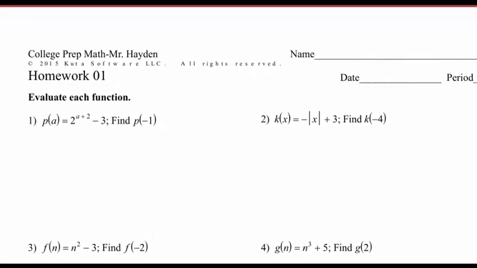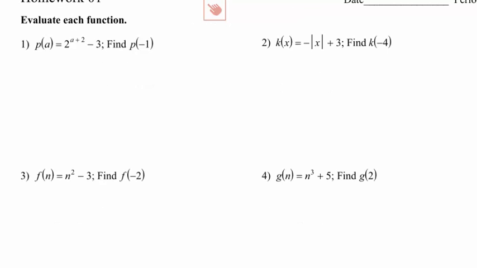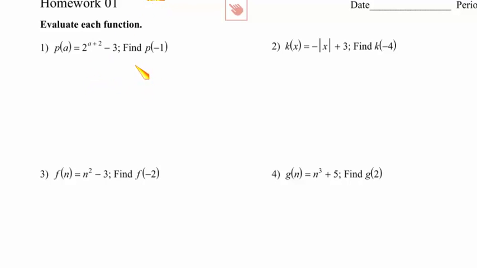Tonight I'm going to be solving some of the problems you might see on tomorrow's quiz on evaluating functions and graphing shifted functions. In the first problem, I'm asked to find p of -1 given p of a equals 2 to the a plus 2 minus 3.